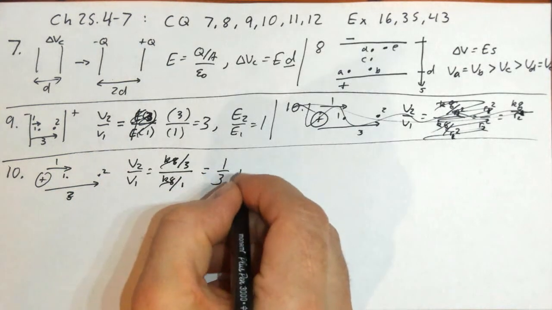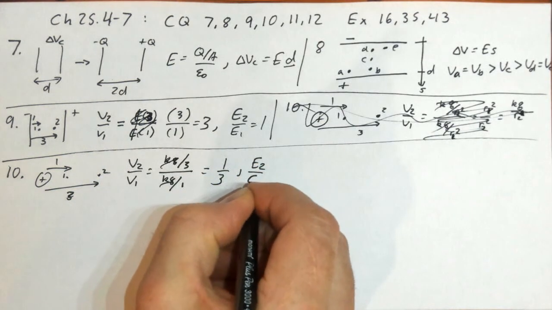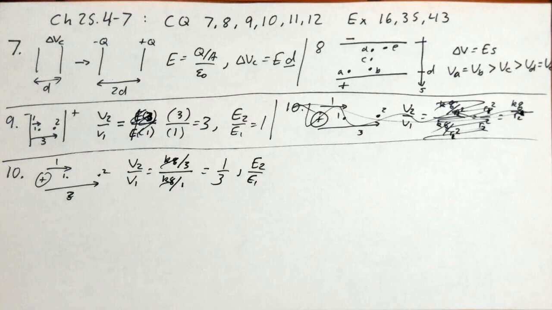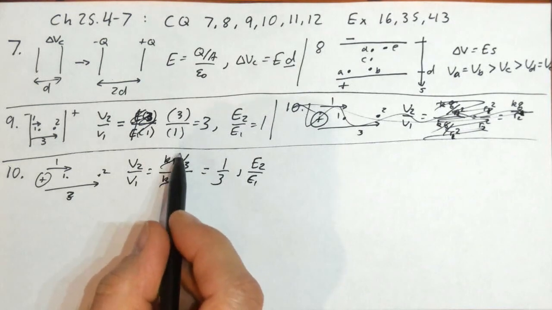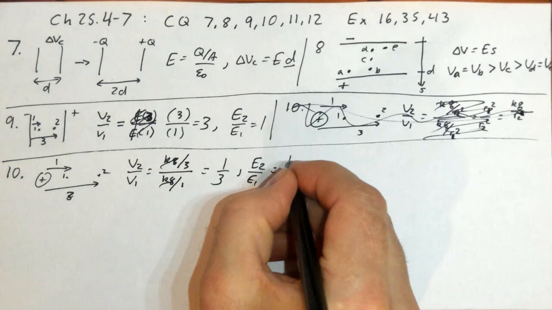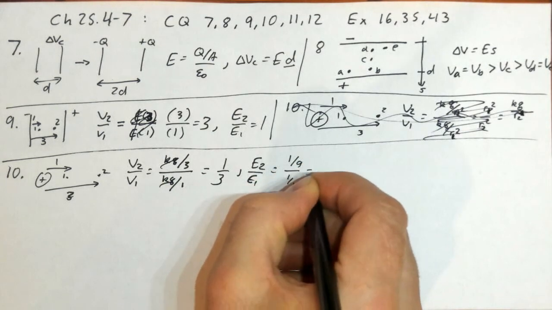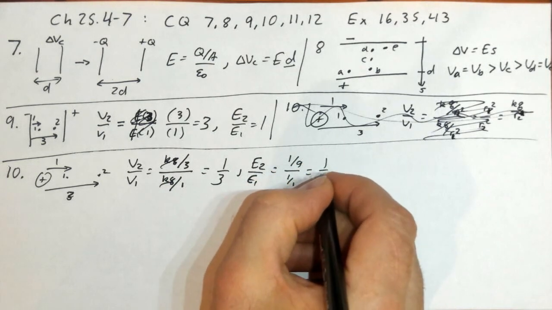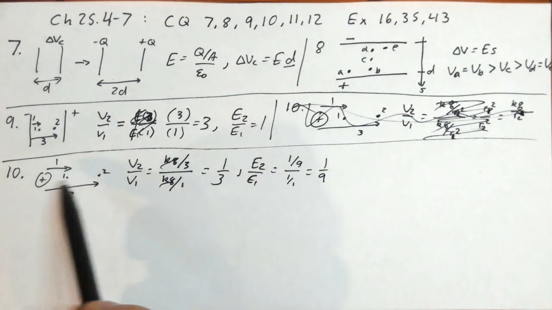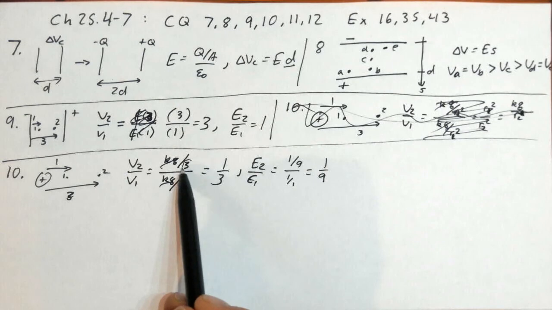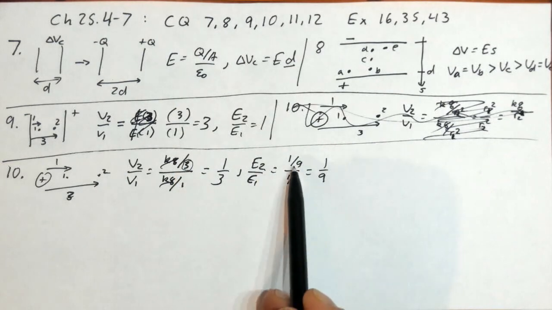Okay, and then they ask the same question, what is E2 over E1? Well, how is that different? What does E depend on? So E is the same, except instead of 1 over R, it's 1 over R squared. And so this would be 1 over 9 over 1 over 1, which gives me 1 over 9. So what's important is recognizing the potential depends on 1 over the distance from the charge. The electric field is 1 over the distance squared.